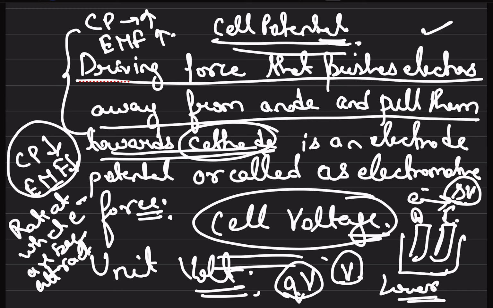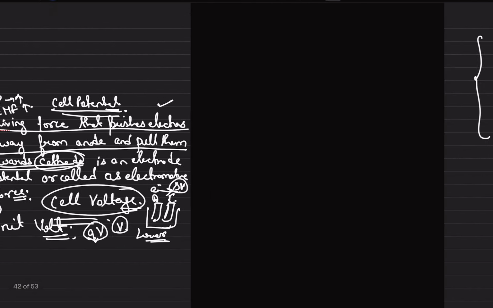And if the electromotive force is larger, it means that the cell potential of that cell is larger. If the electromotive force, or the rate at which electrons are being attracted towards the cathode, is lesser, the cell potential of that cell will be lower. So this is the concept which we have to remember for the cell potential.